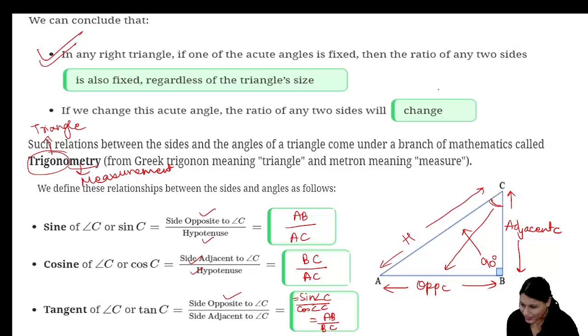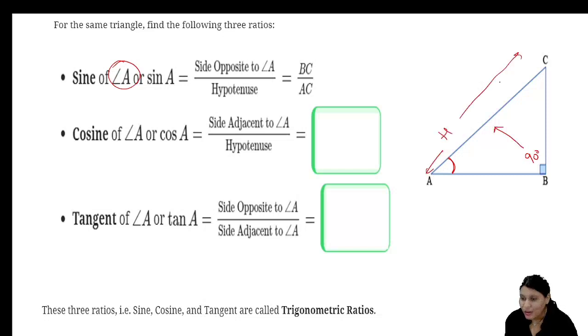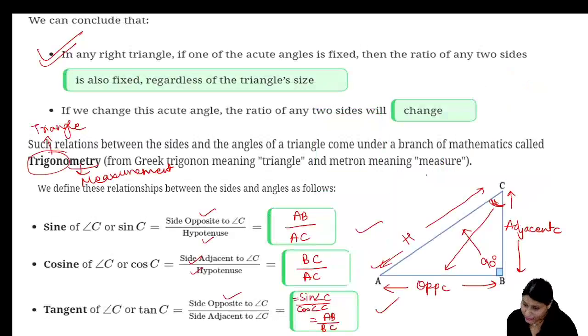So we can conclude here, see, when angle C is fixed, all these ratios are also fixed. Now let's proceed further. Now here we are talking about angle A. So the angle is changed. But whenever the angle is changed, the 90 degree angle is here only. And as I told, opposite to 90 degrees is the side called hypotenuse. So whatever the angle, the hypotenuse will always remain constant.